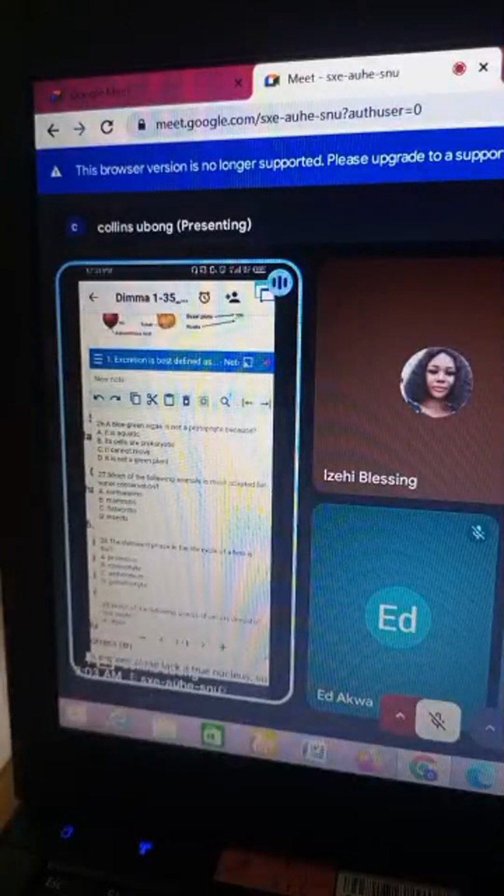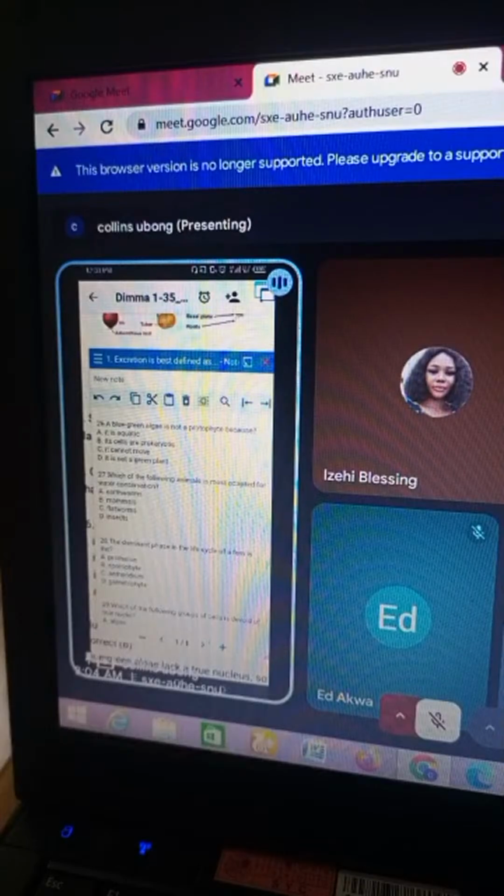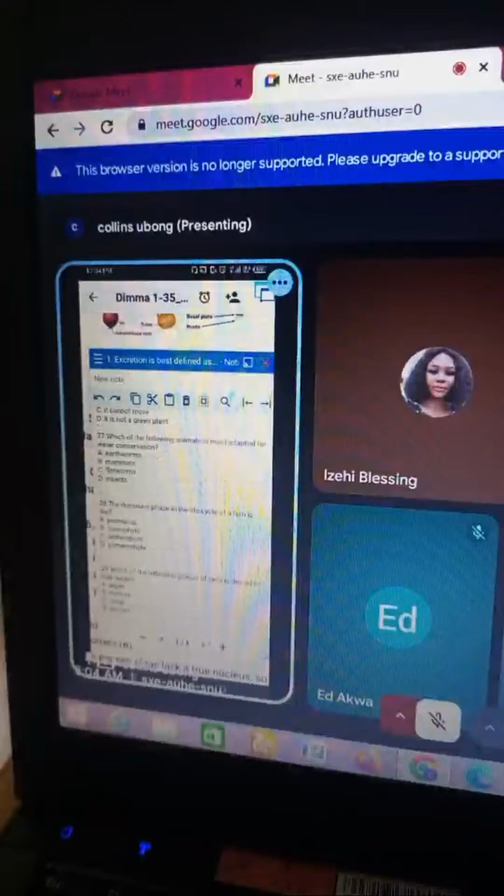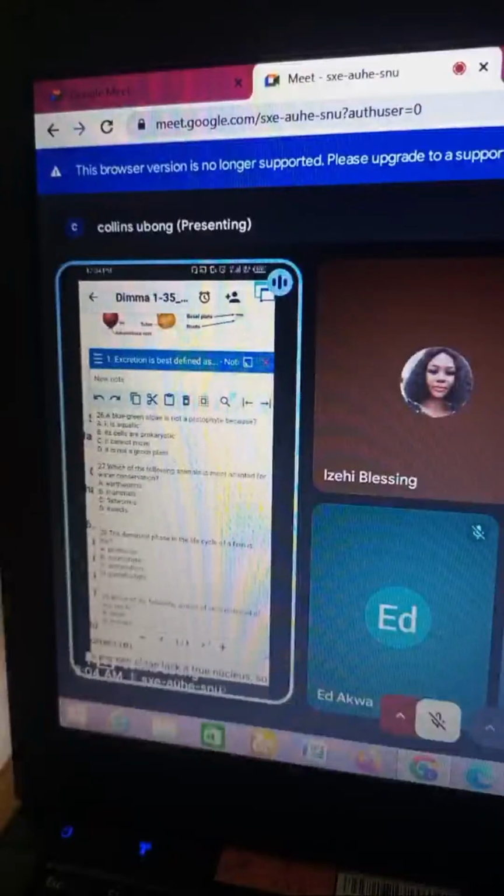Eukaryotic cells have a true nucleus. So that's the difference. Like all those protists that I mentioned: amoeba, paramecium, even human beings and higher plants, they all have a true nucleus. That's why we call them eukaryotes. So that's the answer, B.